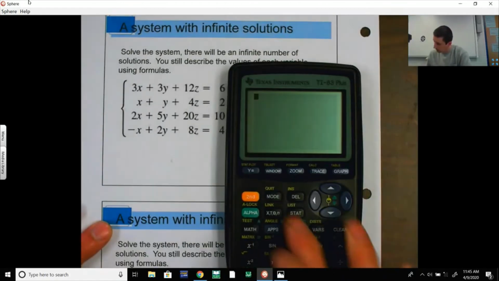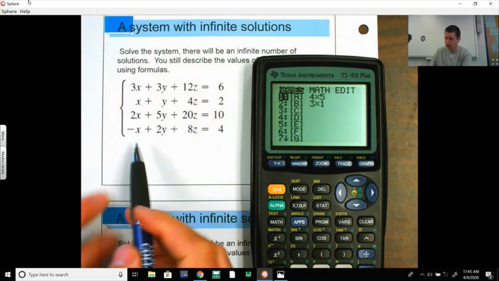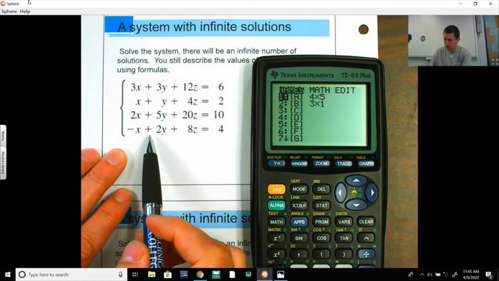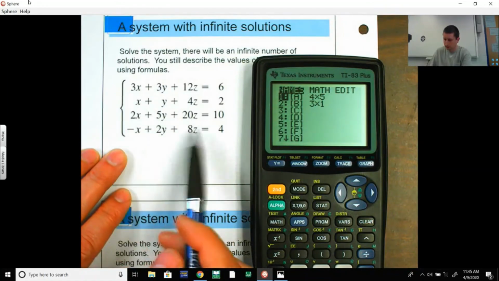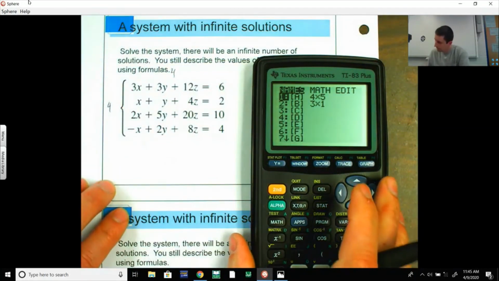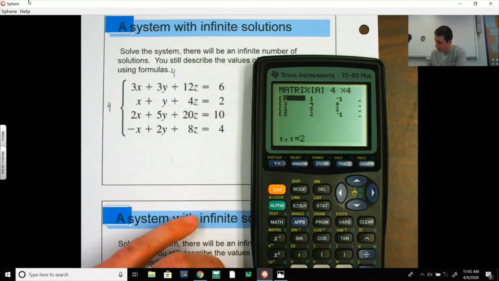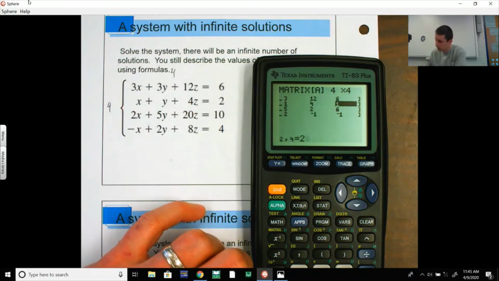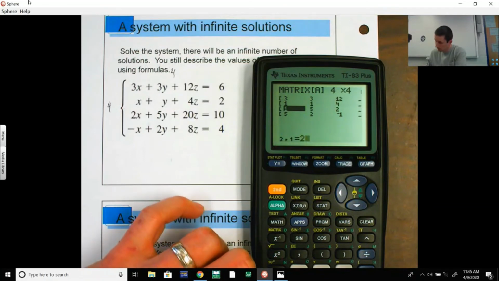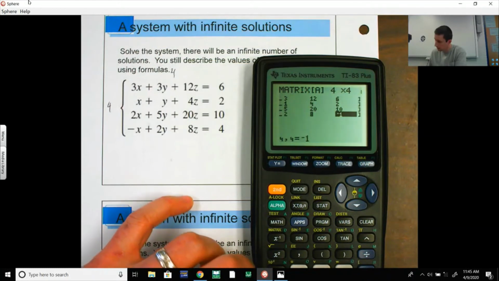So we're going to plug this one in, x, y, z. So notice here we have 4 equations, and we only got 3 unknowns. So we have a 4 by 4 matrix. I'm going to edit, make this into a 4 by 4 matrix. 3, 3, 12, 6. 1, 1, 4, 2. 2, 5, 20, 10. Negative 1, 2, 8, 4.